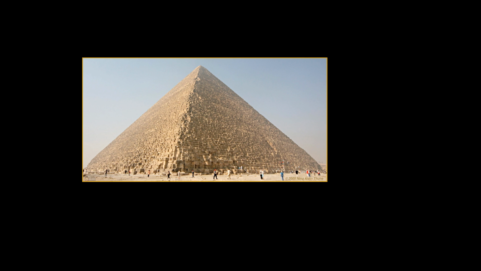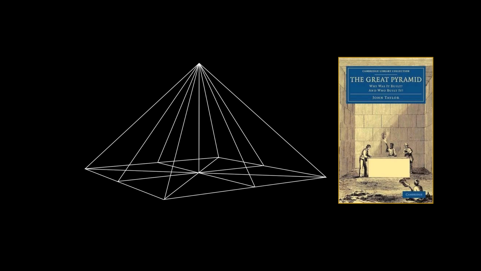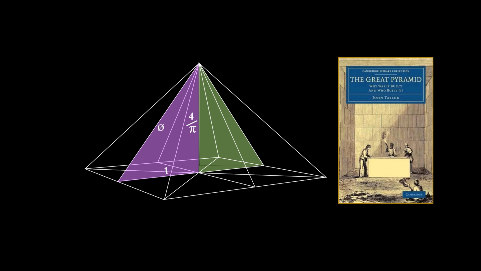In 1859, John Taylor published The Great Pyramid. Why was it built, and who built it? He was the first person to notice that the very simple 14:11 ratio inherent in the basic proportions of the pyramid revealed to an extraordinary degree of accuracy pi and phi.